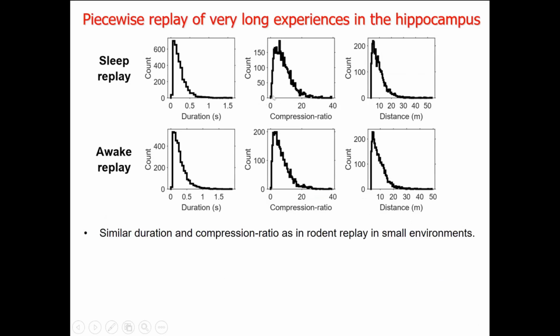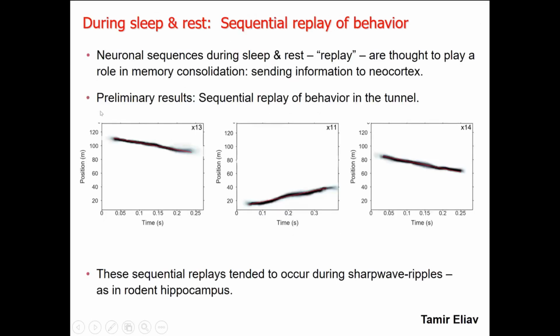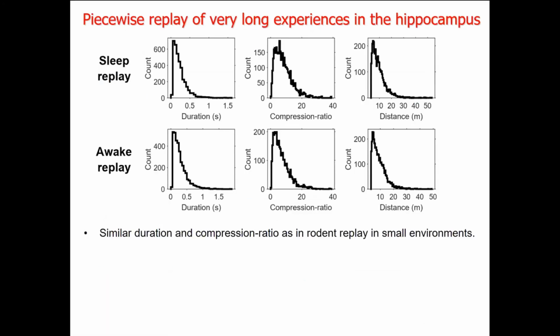If we look at the compression ratio, which is the ratio between the replay speed, right? Because here, position divided by time defines the speed, right? So the slope here is the speed. So you can ask how fast this replay moves. The compression ratio is the replay speed divided by the movement speed of the animal during the actual behavior. The distribution of that is quite broad, but the average is about 10. And that's actually very similar to what you find in rodents. If you look at the distribution from rodents, it looks very similar, and also the average is about 10.